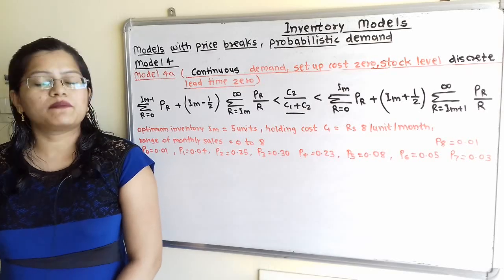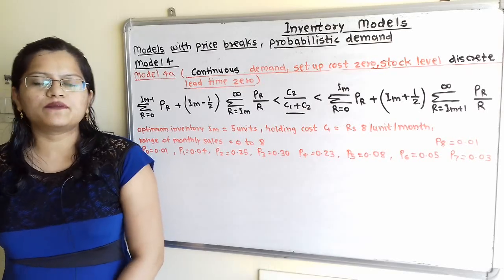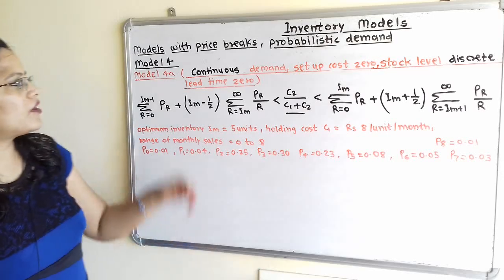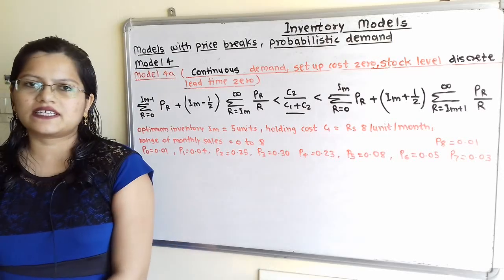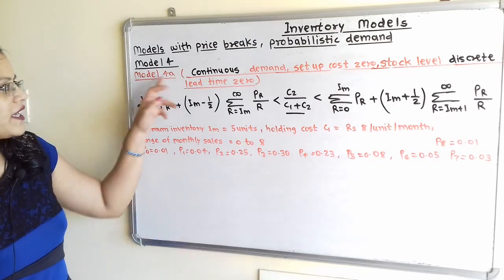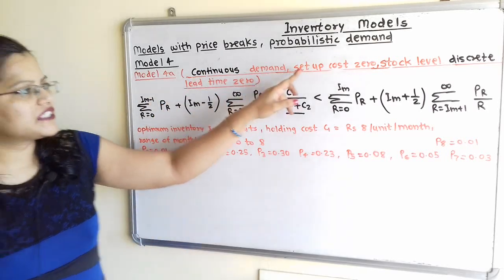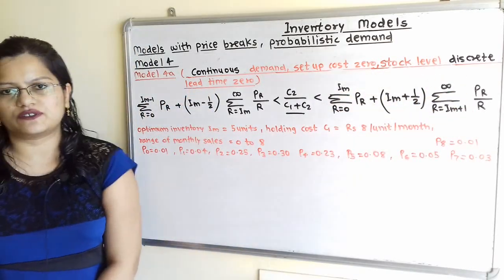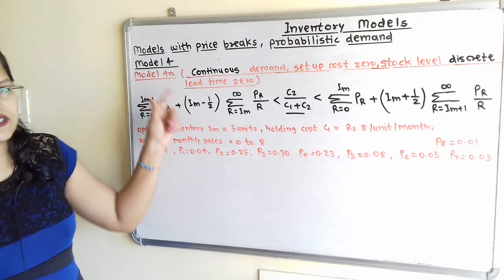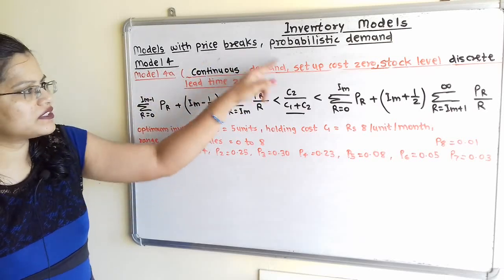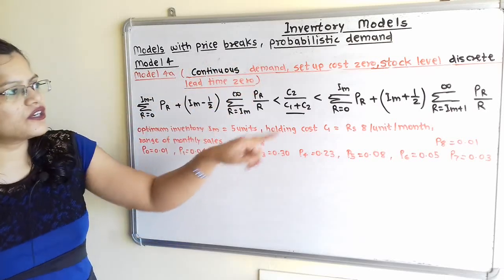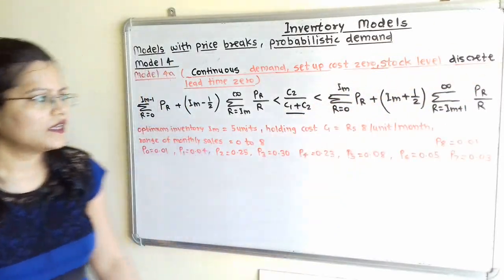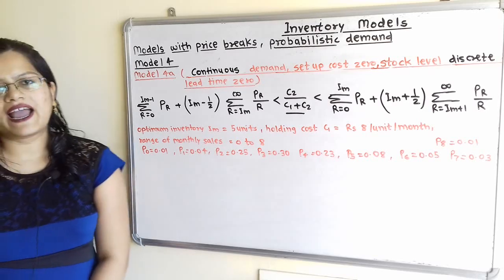To solve the problem, let us understand inventory model 4A. Inventory model 4 is the model with price break and probabilistic demand. For model 4A: continuous demand, setup cost 0, discrete stock level and lead time 0. Now instead of instantaneous demand, here is continuous demand, and instead of continuous stock level, here is discrete stock level. Now which formula do we have to use?